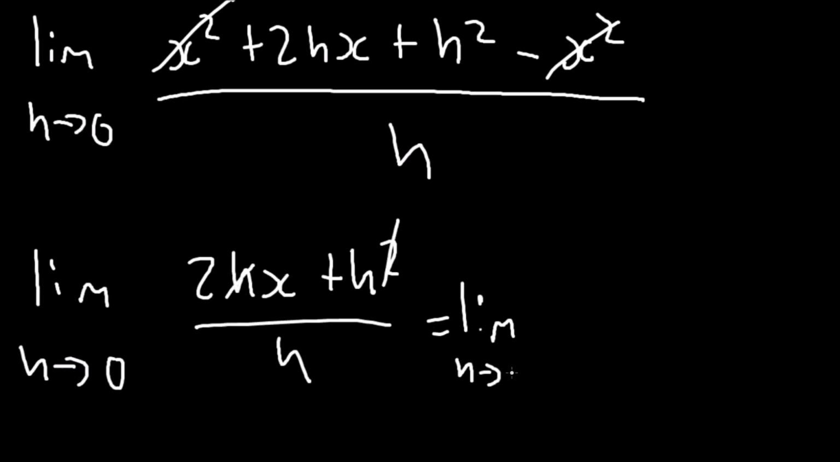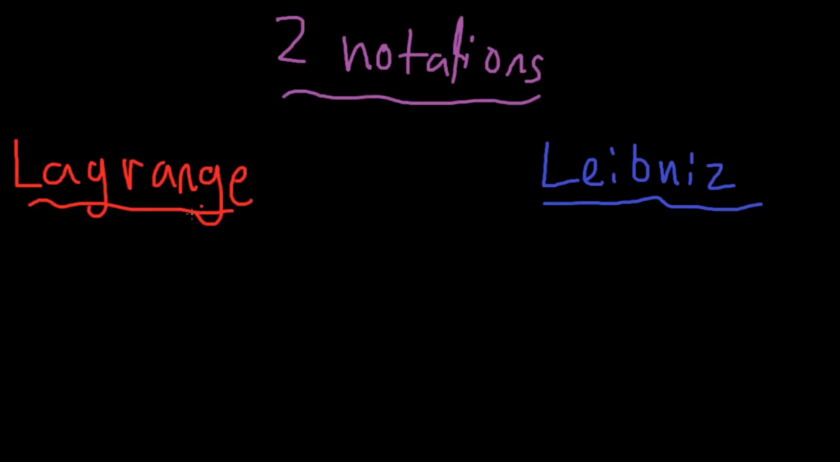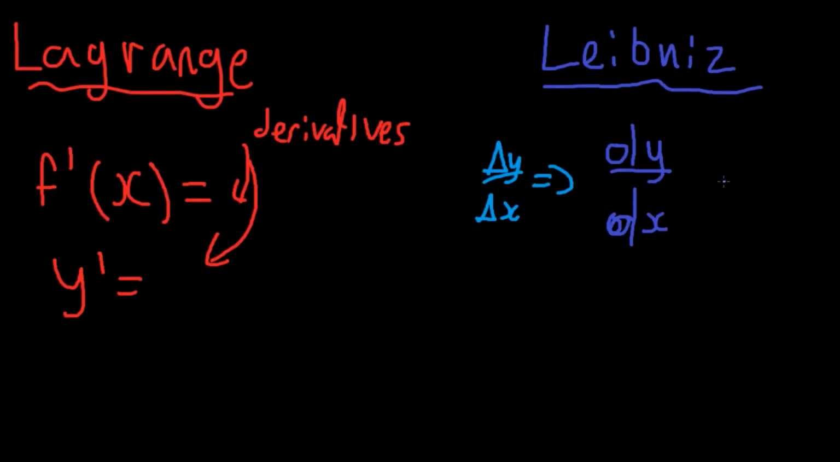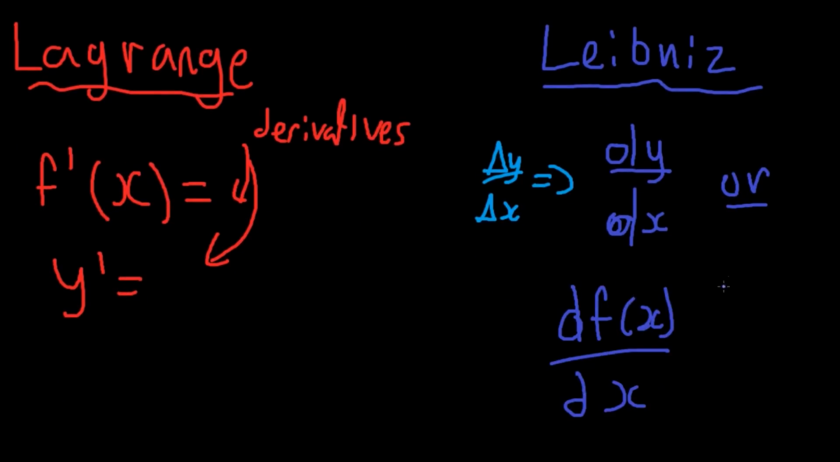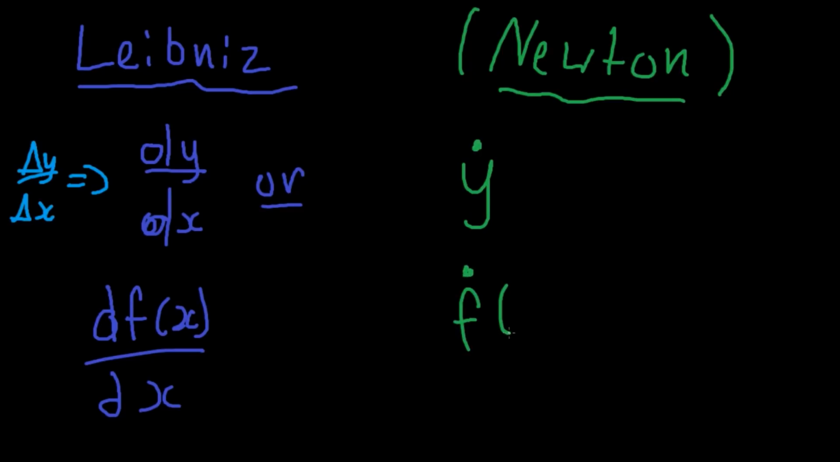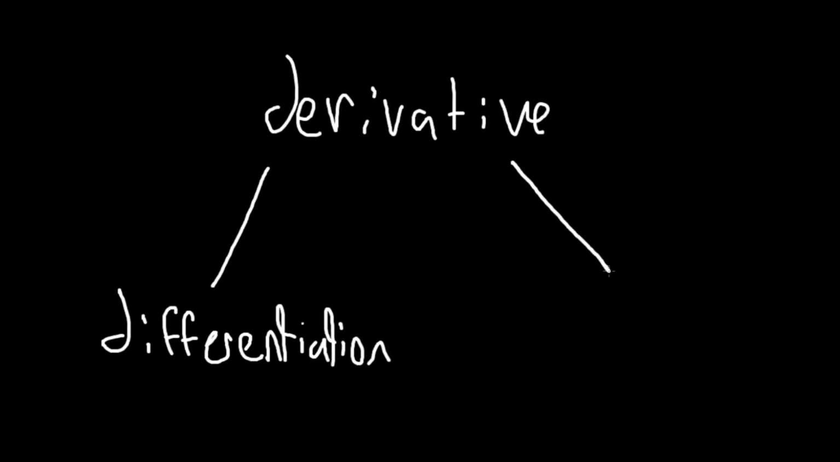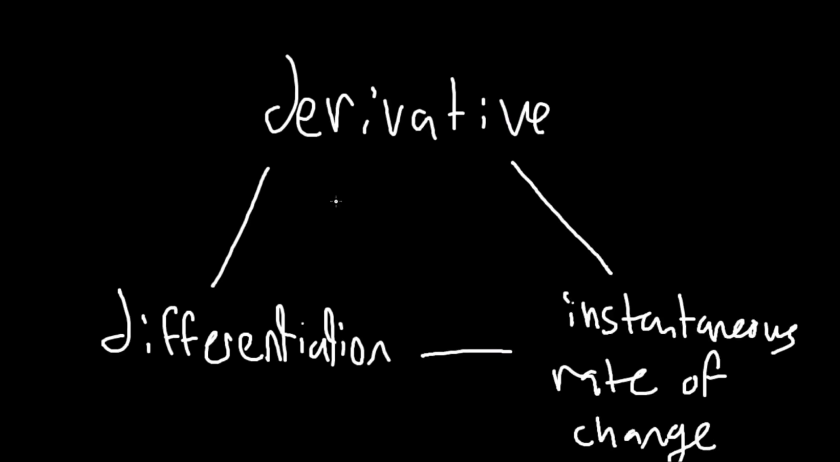To name this derivative, two common notations are Lagrange's notation, which is to call the derivative of a function f prime of x, where the prime represents that you took the derivative of the function, and Leibniz notation, where we write a lowercase d instead of the deltas in our slope formula to show instantaneous rate of change. Other words for the derivative are differentiation, which is the process of actually taking the derivative, and instantaneous rate of change. That's enough just to get a feel for what the derivative is.